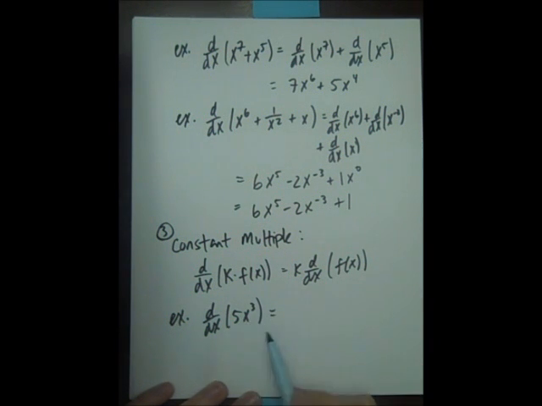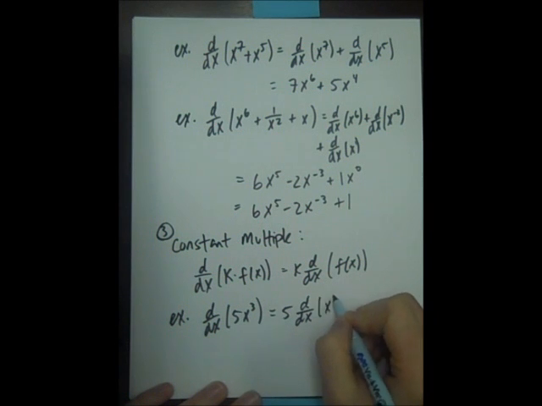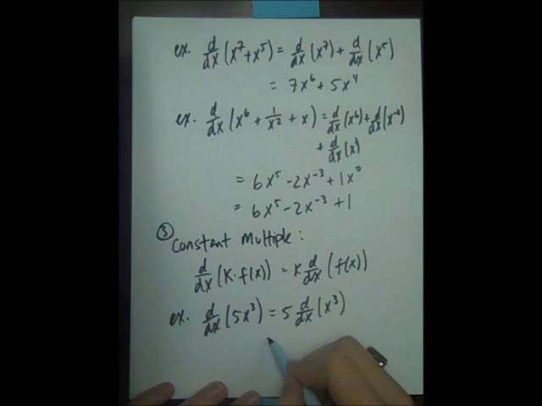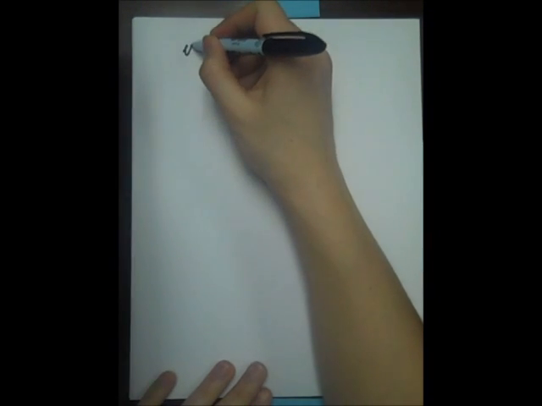This is a constant times a function, so I'll bring out my 5. And now I have x to a power, and we know how to take the derivative of this. That's just using the power rule. So I still have my 5, so it'll be 5 times 3x squared once I subtract 1. So 15x squared. So the constant multiple just says you can bring out the constant. Let's do another example of that.